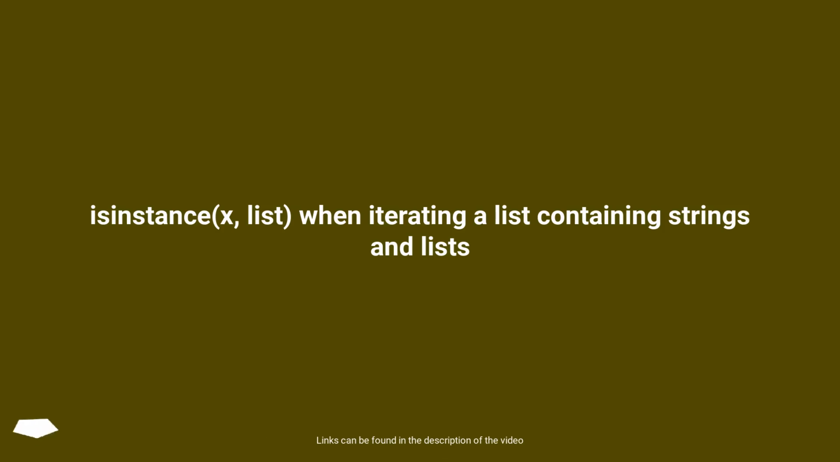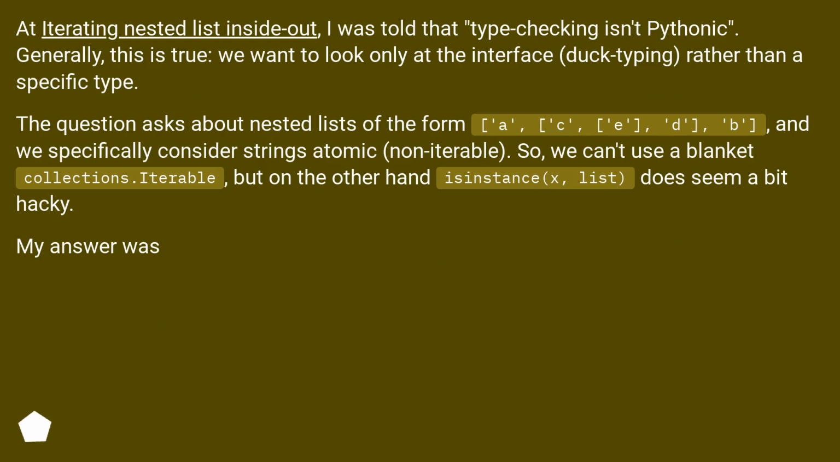isinstance(x, list) when iterating a list containing strings and lists. At "Iterating nested list inside out", I was told that type checking isn't Pythonic. Generally, this is true. We want to look only at the interface, duck typing, rather than a specific type. The question asks about nested lists of the form [A, [C, E], B], and we specifically consider strings atomic, non-iterable. So, we can't use a blanket collections.Iterable, but on the other hand isinstance(x, list) does seem a bit hacky.